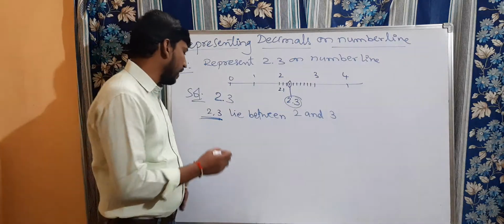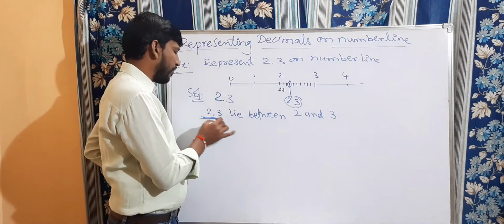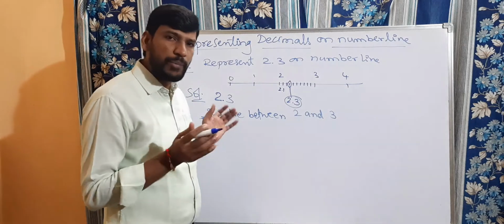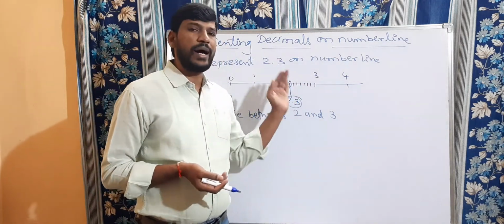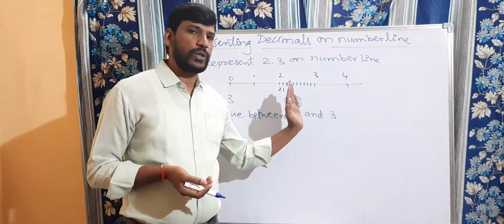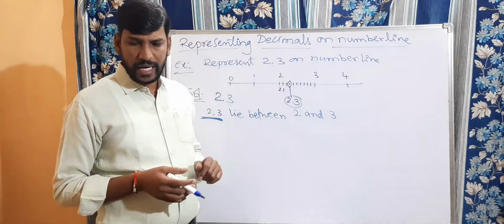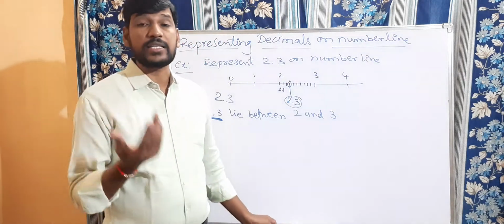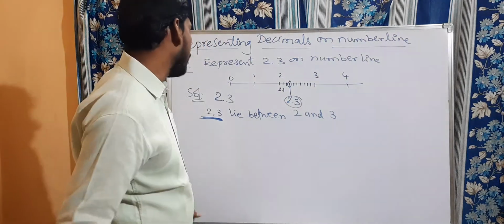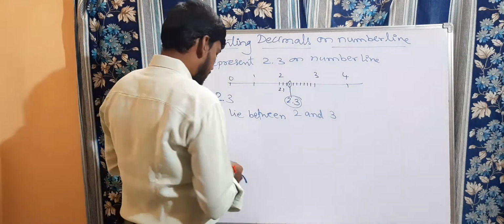So this is the process to represent any decimal number on the number line. First, you need to see which two numbers the given decimal number lies in between. Then take those two numbers, divide into 10 equal parts, then count. Right? Next we are going to discuss fractions as decimals, how to convert fractions into decimals.